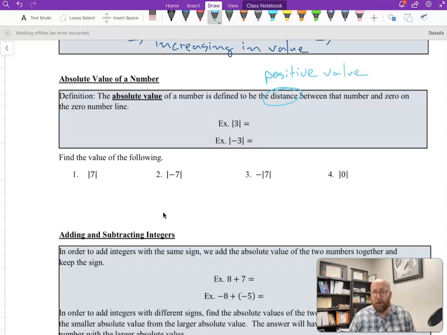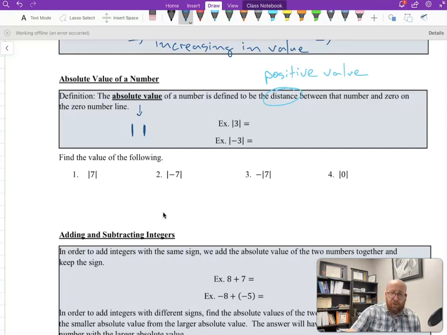If you're driving from Lubbock to Dallas, and it's 300 miles, it's 300 miles from Lubbock to Dallas, it's 300 miles from Dallas to Lubbock. The distance is not negative depending on which way you're going. Distance is always positive. So we use absolute value bars to denote we want to find the absolute value.